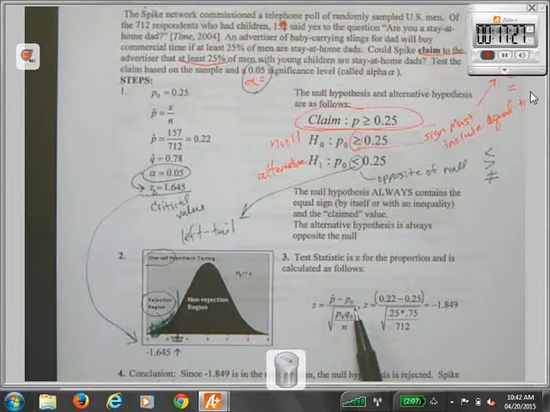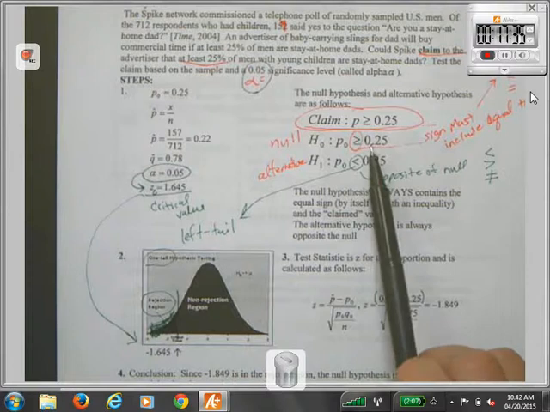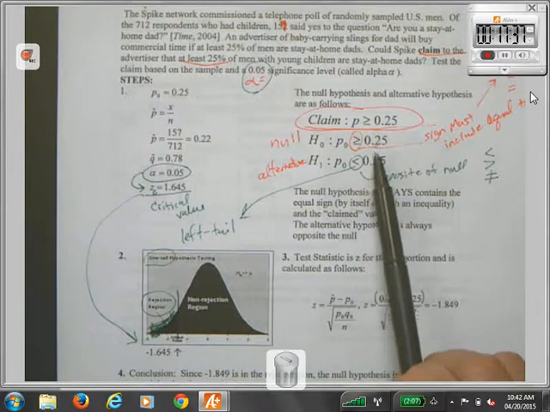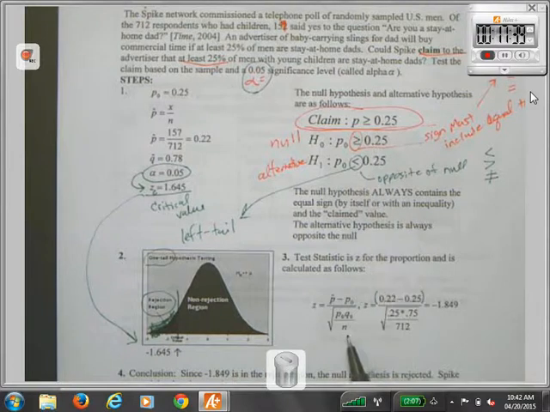Then this p and q, again, they have the zeros, which means they come from the null. So 0.25 and 0.75. And then n comes from the original problem, 712.